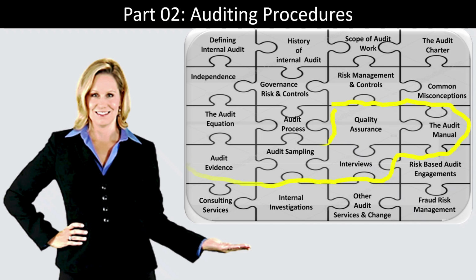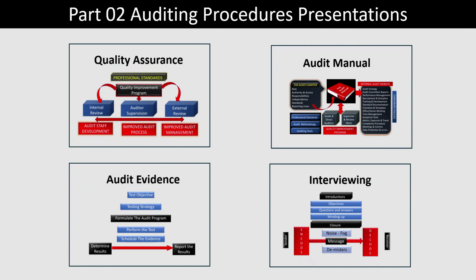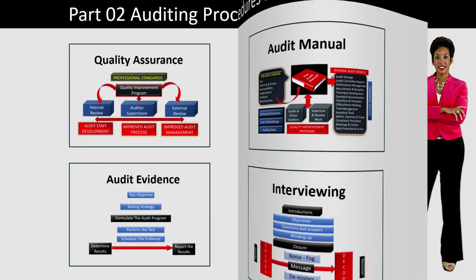Part 1 was about our role and context, while this part deals with some of the more practical things that need to be in place to ensure a successful audit service, which is about having suitable policies and procedures that underpin the audit function. Part 2 covers quality assuring the audit service, the audit manual, audit evidence, and audit interviewing. How about a quick question from Diane?